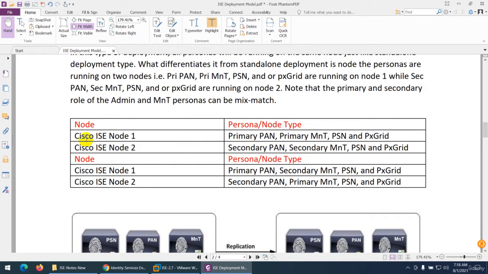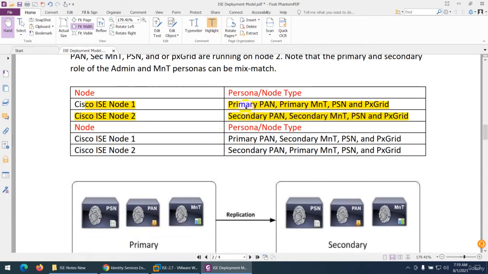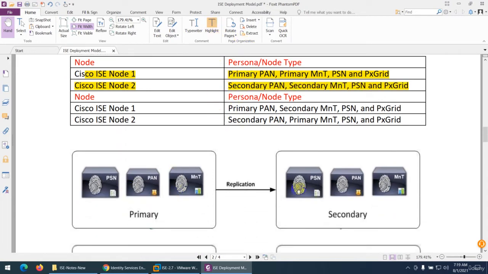And I have a table as well. One Cisco ISE node, the first box, will play the role of primary PAN, primary MNT, and PSN and pxGrid. Because in PSN and pxGrid we don't have a concept of primary and secondary, I will write them directly. Now another box, Cisco ISE node 2, will play the role of secondary PAN, secondary MNT, plus PSN and pxGrid. So you see one box is primary, another is secondary, and this is the first picture.